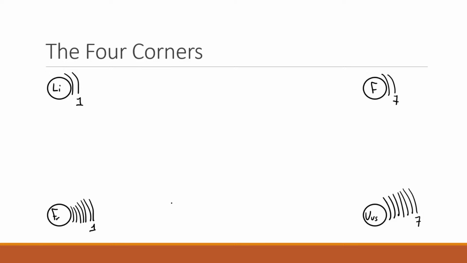The first thing we want to think about, electronegativity is about gaining new electrons. Which of these elements wants to gain electrons? Lithium and francium, with 1 valence electron, they want to lose. But fluorine and ununseptium want to gain electrons.